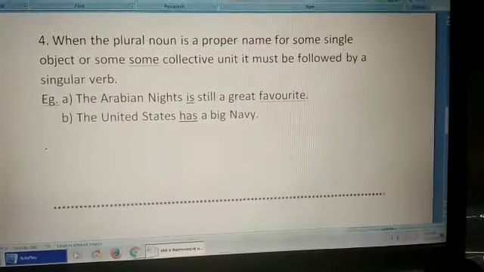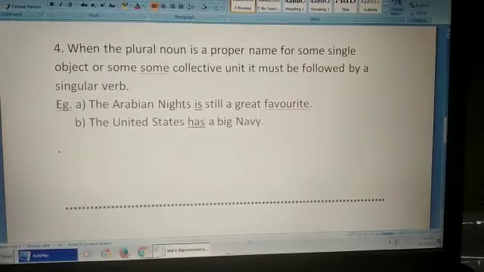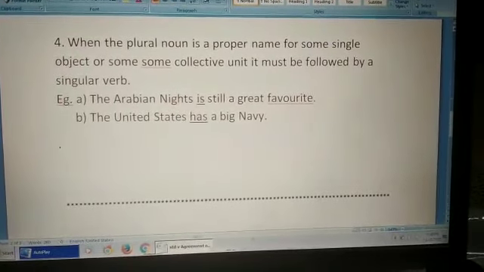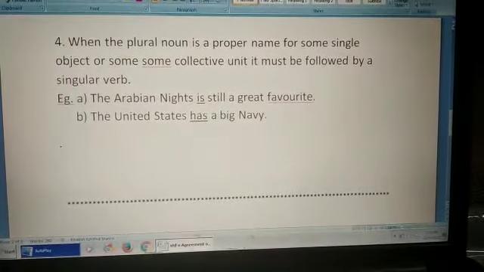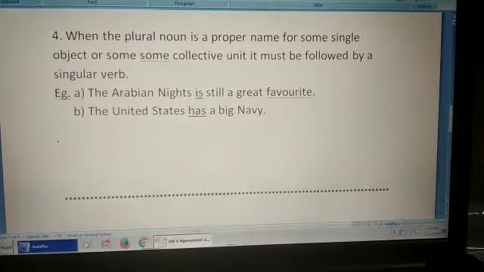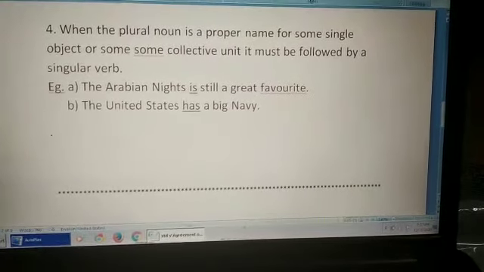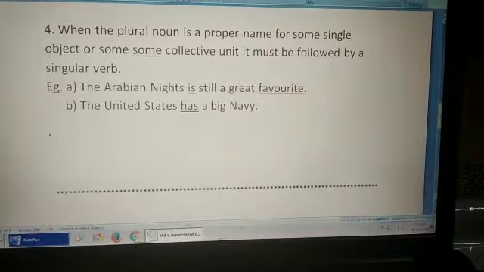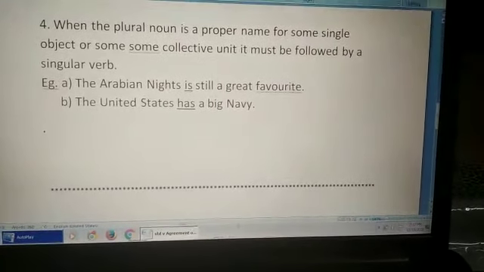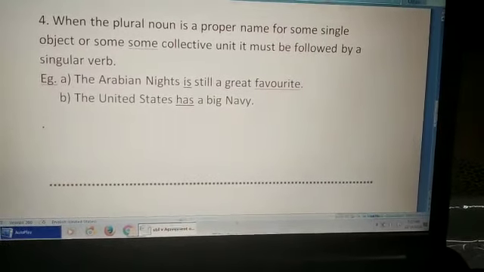The fourth rule is that when the plural noun is a proper name for some single object or some collective unit, it must be followed by a singular verb. Like the Arabian Nights is still a great favorite. So here Arabian Nights is the name of a book. So it will take a singular verb. Similarly, the United States has a big navy.